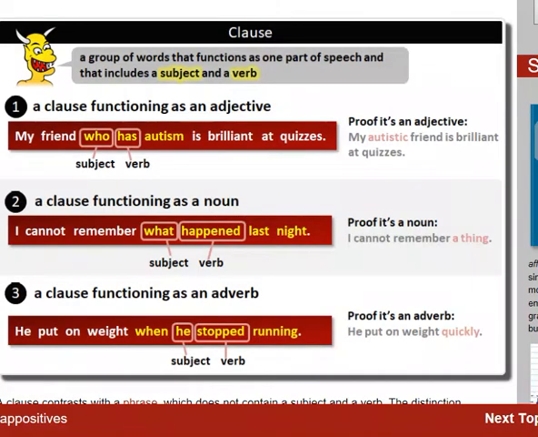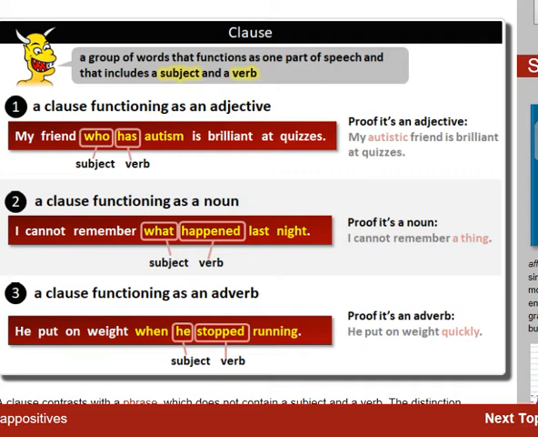All right. Well, according to Grammar Monster, and what we have seen during this course, a clause is a group of words that functions as one part of speech that includes a subject and a verb. Basically, in English and other languages, they are composed of a subject and verb. There could be some languages that don't require a subject. For example, in Spanish, the subject can be omitted, but in other languages, not. In this case, we're gonna talk about English.